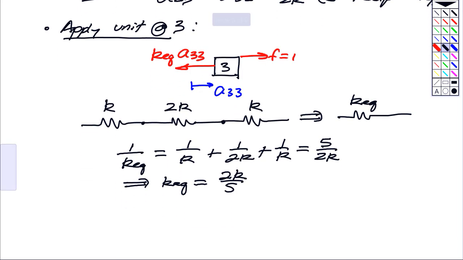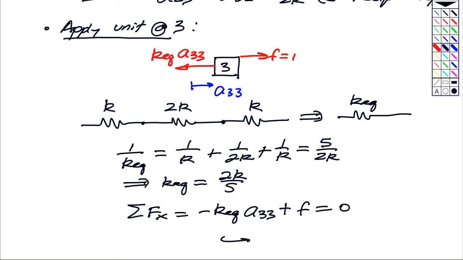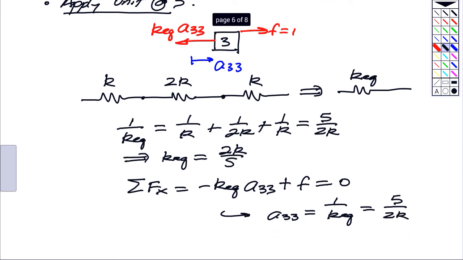Summing the forces on particle 3 gives us minus K equivalent A33 added on to F is equal to 0. So A33, making sure we realize that's a unit force there of F, that's 1 over the equivalent. And so that ends up being equal to 5 over 2K. So that is our ninth and last term.